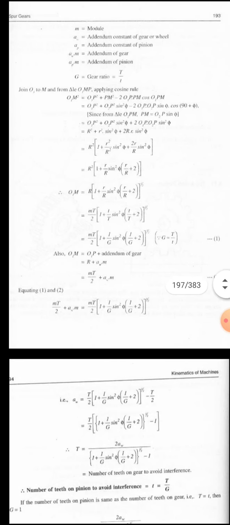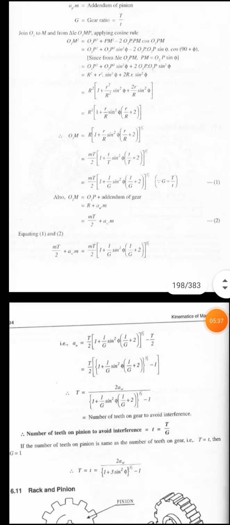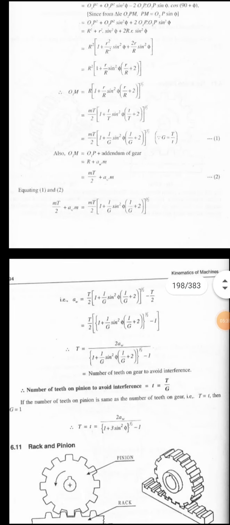T equals 2 AW upon square root of 1 plus 1 by G sin square phi, 1 by G plus 2, minus 1. So this is the number of teeth on gear to avoid interference. So the number of teeth to avoid interference, t, is T by G. If the number of teeth on pinion is the same as gear, capital T equals small t, then G is 1, that is T equals 2 AW upon square root of 1 plus 3 sin square phi, minus 1.